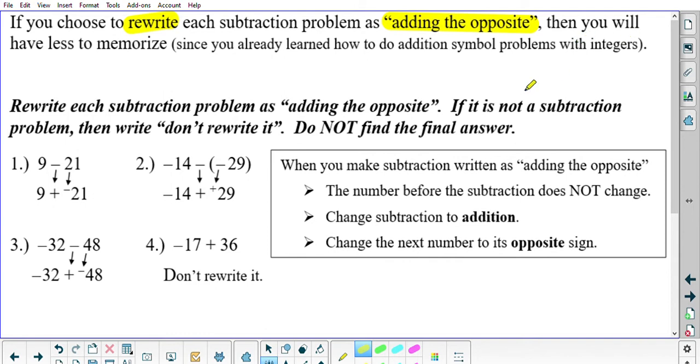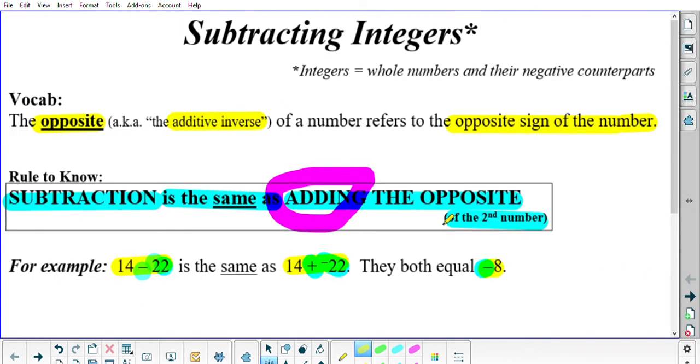All right, we're going to take this piece by piece. The first page of the guided notes, we're not even going to get final answers. All we're going to do is what these directions say. We're going to rewrite each subtraction symbol problem, meaning problems that have literally minus in between, subtraction. We're going to rewrite them as adding the opposite. And when I say adding the opposite, I'm specifically talking about the opposite of the second number, like I said in the big box at the top of the page.